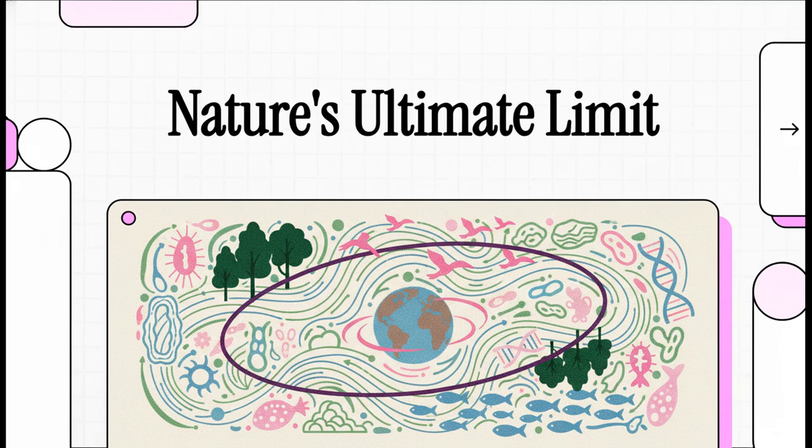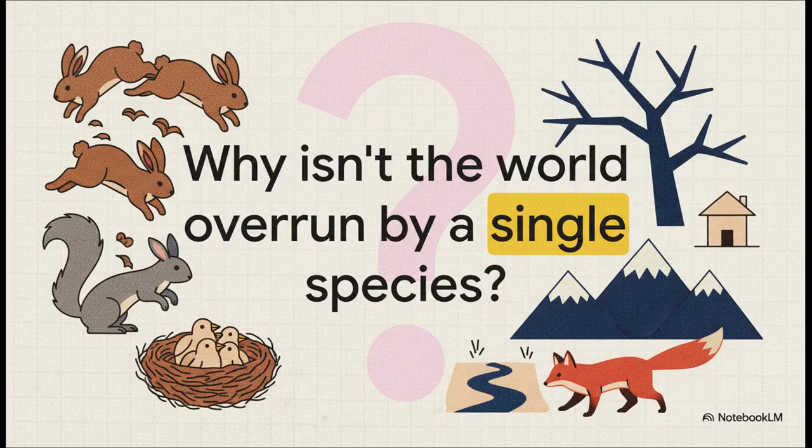Welcome to the Explainer. Today, we're going to talk about the invisible rules that govern all life on Earth. There's this fundamental limit, right? It dictates exactly how many living things our planet can actually handle. So let's just start with a puzzle.